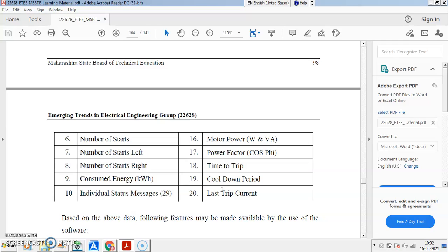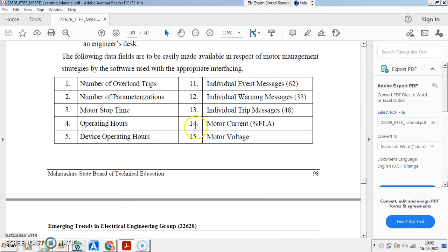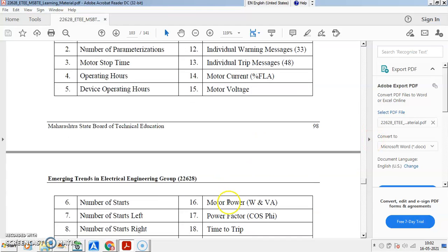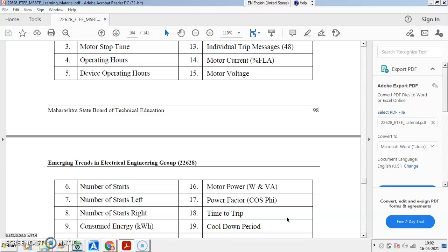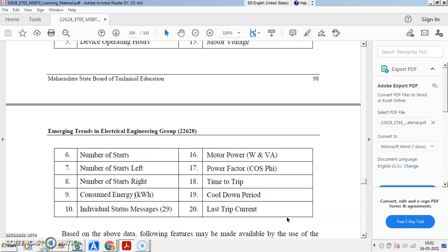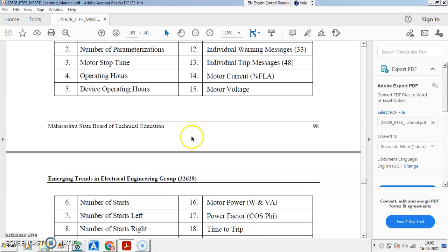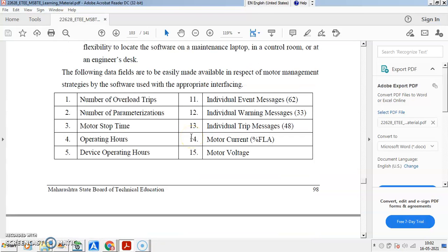Individual status message, number 29 is mentioned. Individual event message 62, individual warning message 33, individual trip message 48, motor current, motor voltage, motor power in watts and volt-ampere, motor factor, power factor, time to trip, cool down, last trip. Why are these parameters required? That must be the question that arises in your mind.